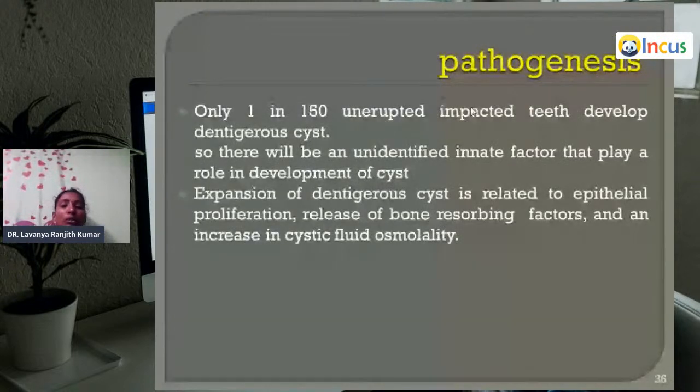Coming back to the pathogenesis again, only 1 in 150 unerupted impacted teeth develops a dentigerous cyst. So there will be an unidentified innate factor which plays an important role in the development of the cyst. The expansion of the dentigerous cyst is related to epithelial proliferation, release of bone resorbing factors, and an increase in the cystic fluid osmolality.